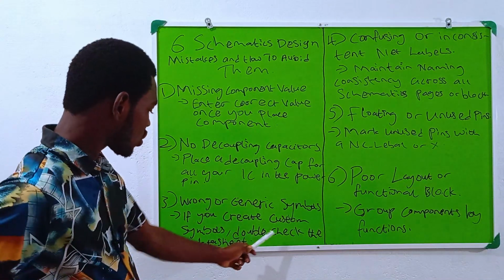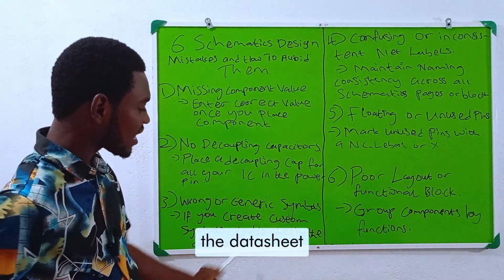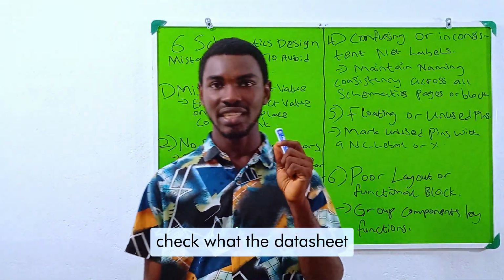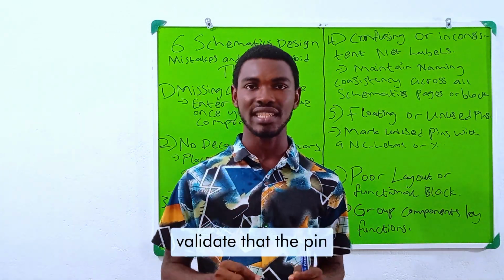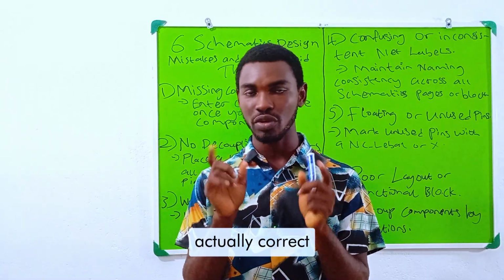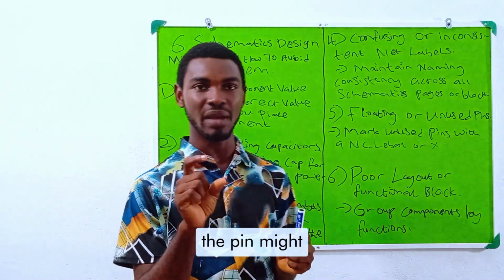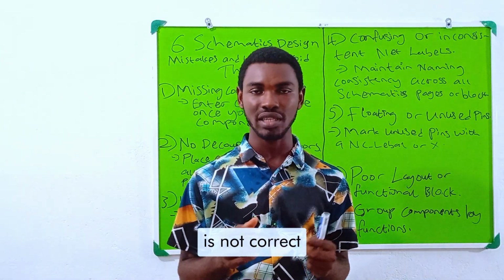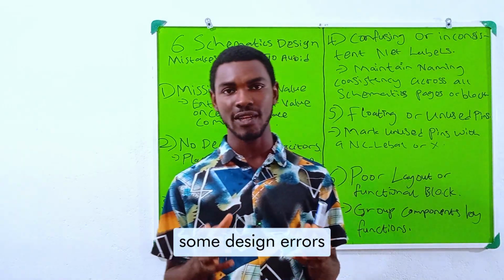If you create custom symbols, double check the data sheet. Always double check the data sheet so that you validate that the pin and the pin name are actually correct. Most times the pin might be correct, but the name of the pin is not correct, and it might cause some design errors.